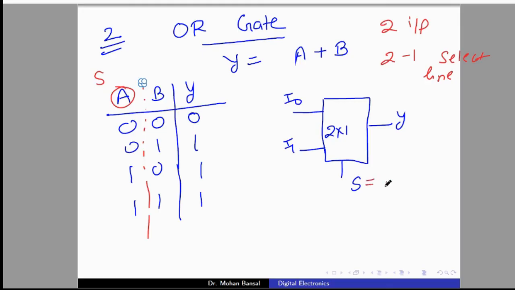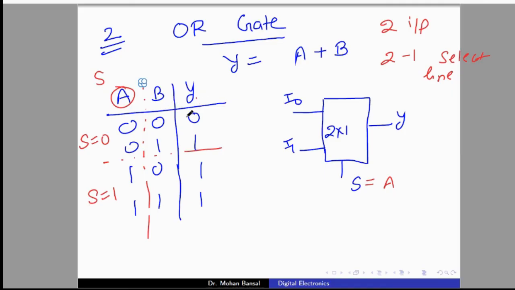So S is equal to A. And we'll draw one horizontal line for different values of the slack line. So 1 is the 0 0. Here 1 is the 1 1. So this is the case when S is equal to 0. This is the case when S is equal to 1. Now we'll verify the truth table. For S equal to 0, for A equal to 0, what is the expression for Y in terms of B? Point is that for S equal to 0, for A equal to 0, what is the relation of Y and B?